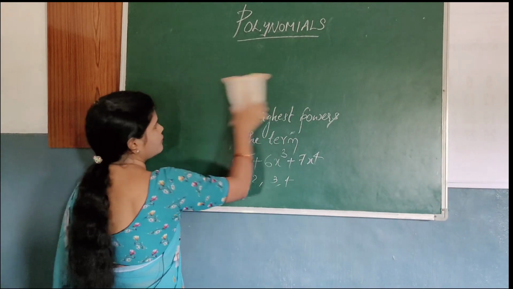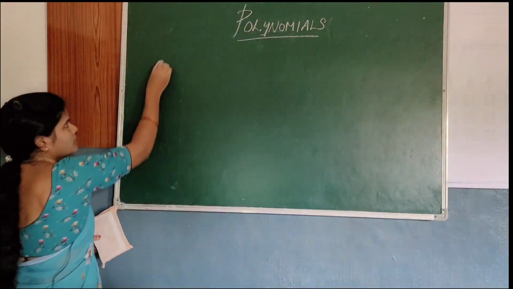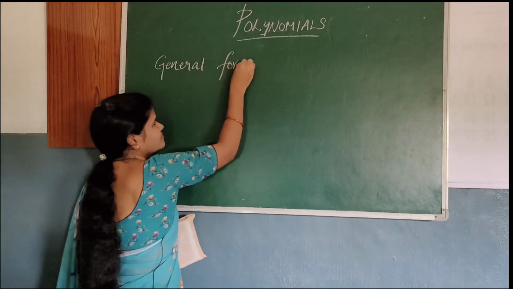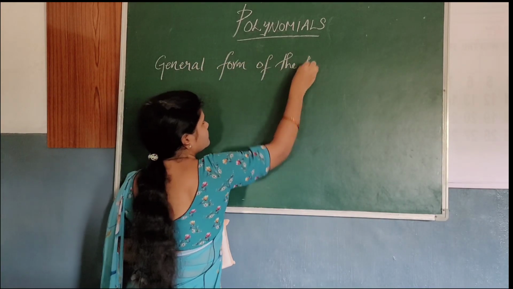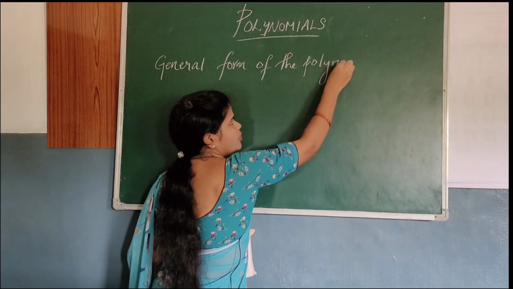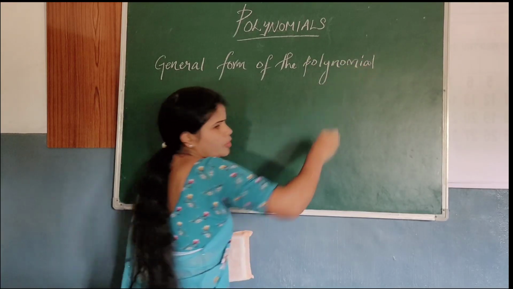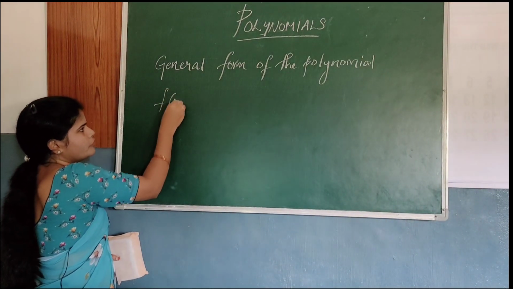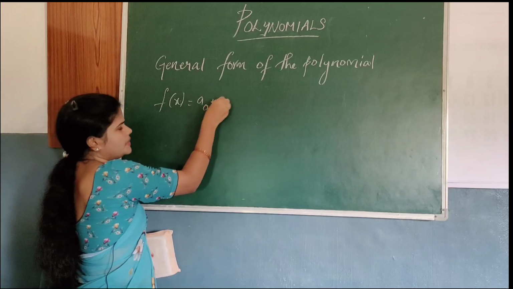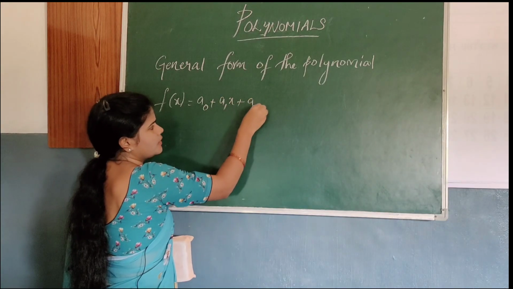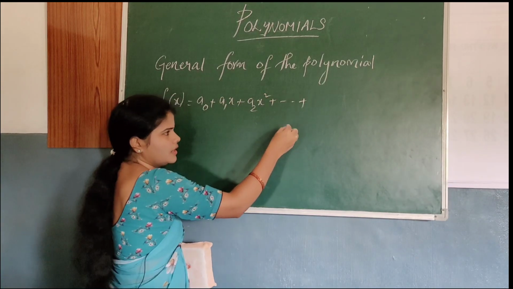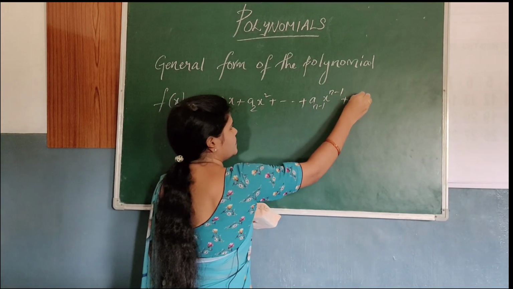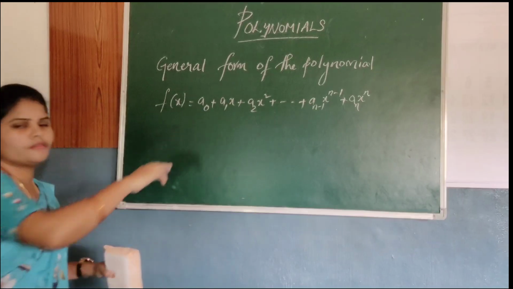Next, the general form of the polynomial. From this general form, we are going to learn what the zero of the polynomial is and what the value of the polynomial is. So what is the general form of the polynomial? F of x is equal to a0 plus a1x plus a2x square plus and so on, a n minus 1 x power n minus 1 plus a n x power n. This is the general form of the polynomial.